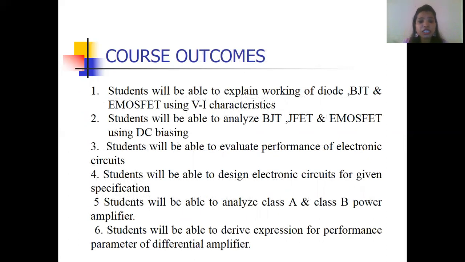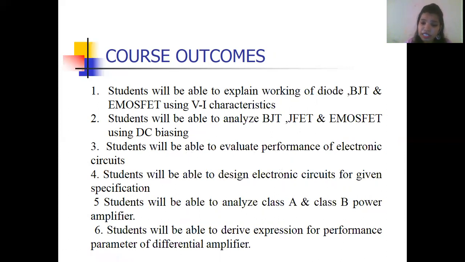And then after the objective, what is the outcome if you learn this subject? The outcome is, if you learn module 1 clearly, then definitely you can explain the working very well. If you are done with DC biasing, then you can do analysis of any circuit, either BJT, JFET, or MOSFET. Similarly, if you are done with the small signal model, then you can easily evaluate the performance. And the main thing is you can easily design an electronic circuit for a given specification.